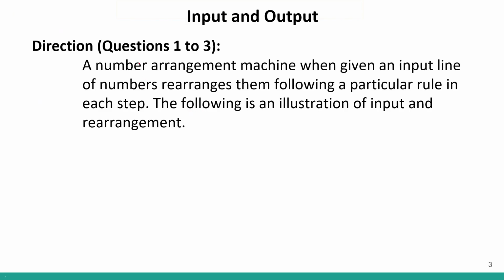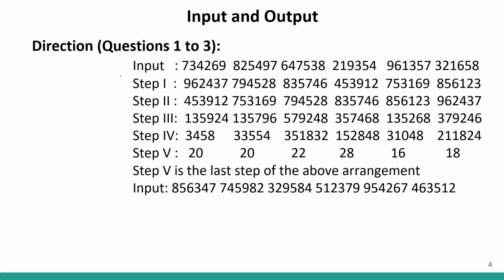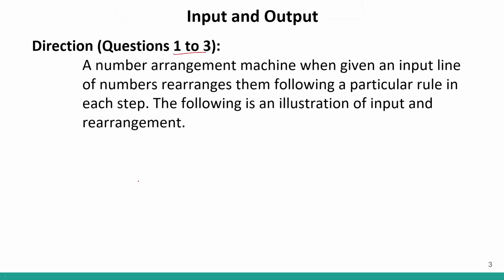Now, these are the directions for questions 1 to 3, which are based on one input and output. Based on this, we have a complete input given to us. This is step 5, which is the output, correct? And we have a separate input that we have to find the output for, correct? We discussed the procedure of finding the output in the previous lecture. So let us start with this question.